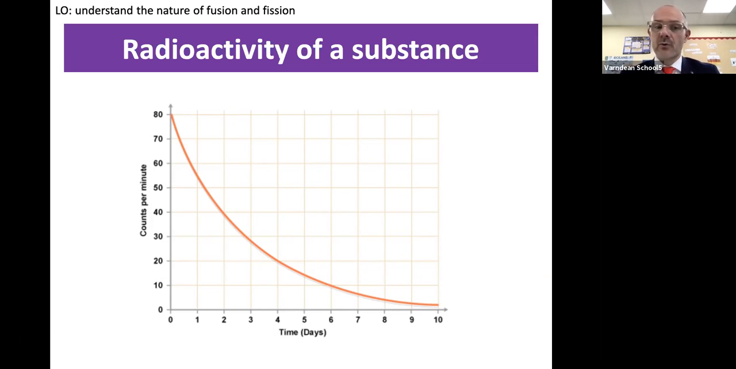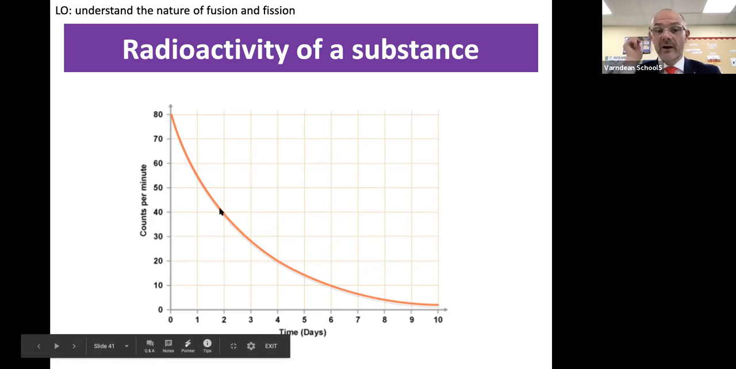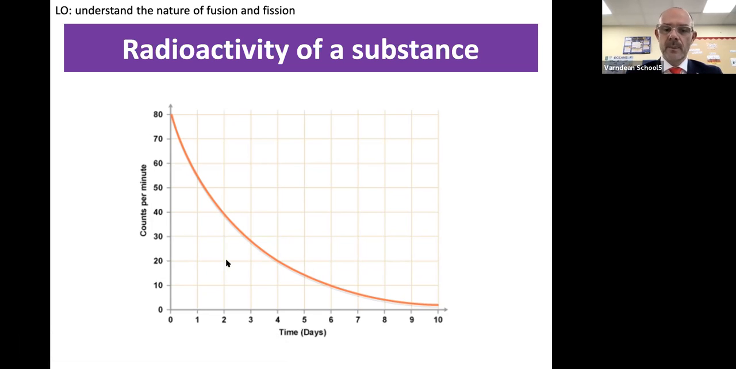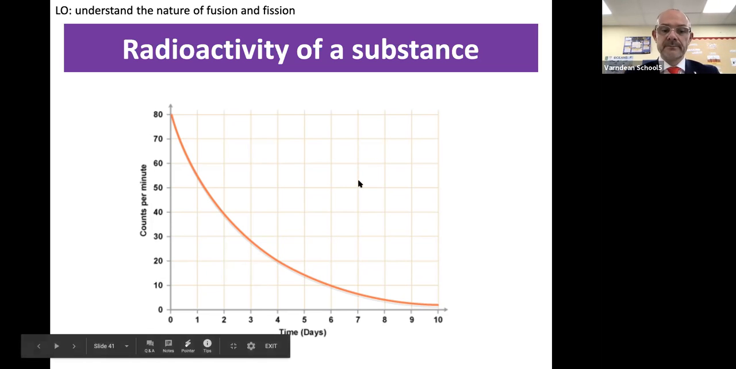Now that means that that should always be true. So it should take 2 days to halve next time. So I can check that, 40 to 20. Let's go across 2 to 4. It took 2 more days. It's completely correct. Okay.